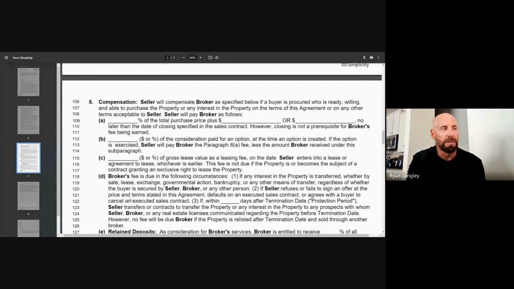So if you go to line 106 on the third page, it is the compensation. That is what has changed. Please pardon my voice today. I've been sick. So compensation. What has changed is this.